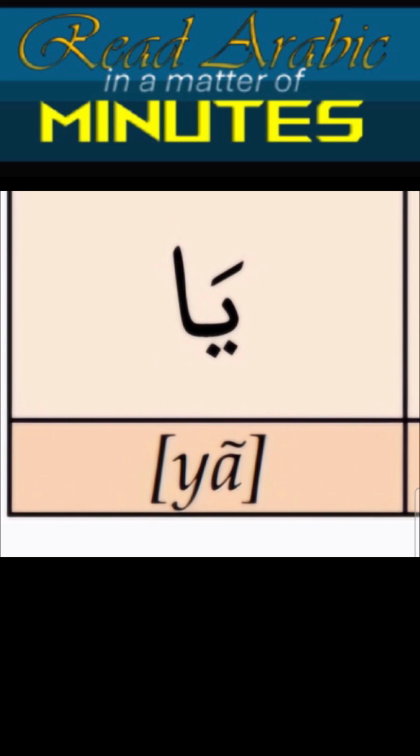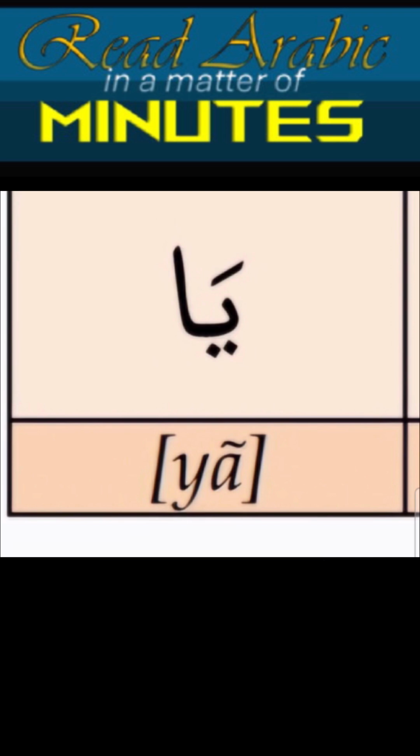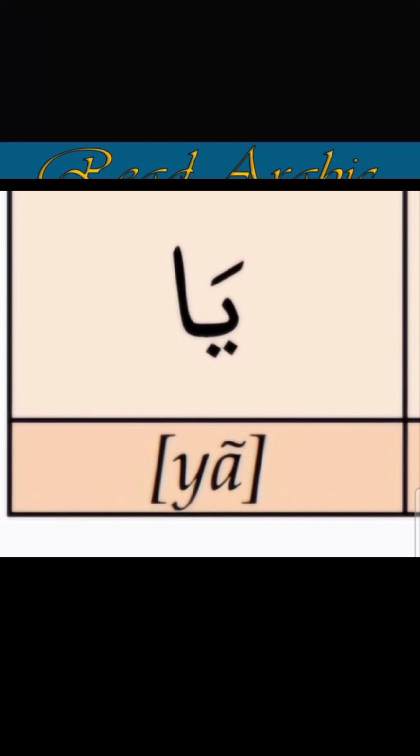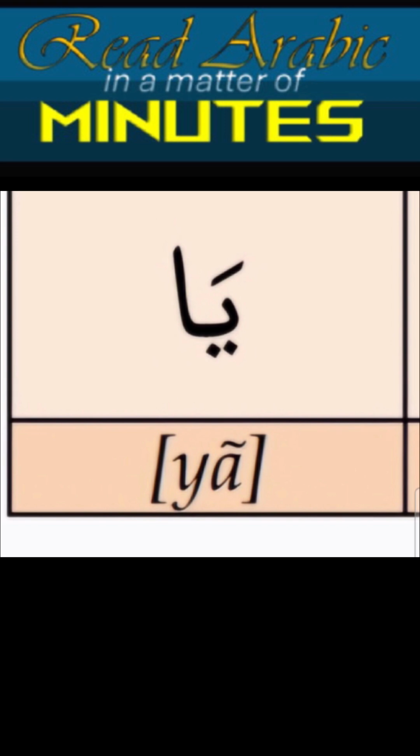So ya is an expression. It's sometimes translated as oh. Of course, in modern English, we don't use oh when we talk to people. We don't say, oh, John, I want to tell you a story. We just say, John, I want to tell you a story. In Arabic, it would be Ya John. Although the Arabs themselves also would leave the ya out many times in ordinary conversation or in colloquial forms.